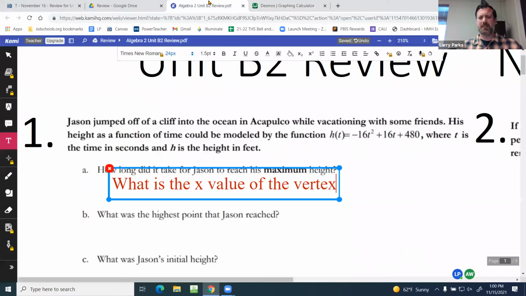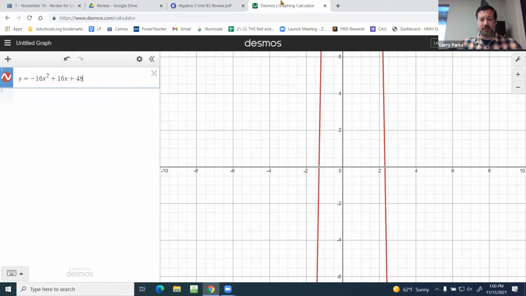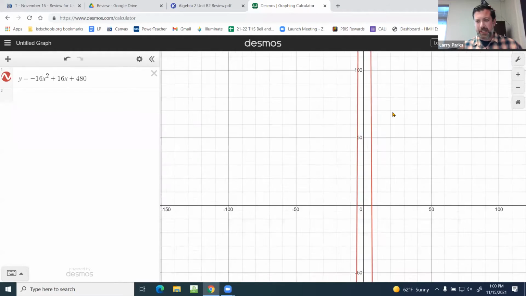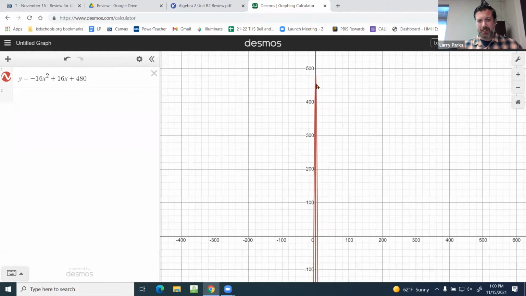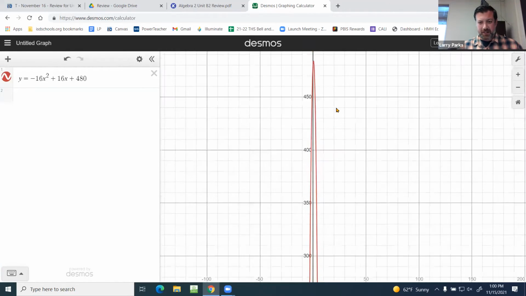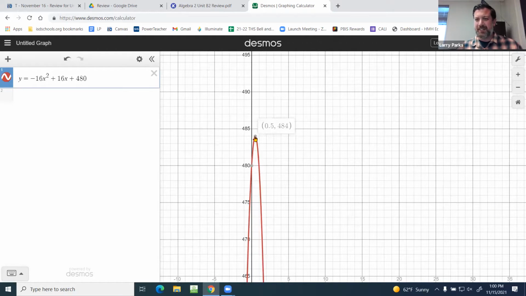I don't think Desmos handles t's very well, so I would use x. So negative 16x squared plus 16x plus 480. All right, so it's way up there because, you know, you're jumping off a cliff. It's asking about the x value of the vertex, so 0.5. So that would be seconds. So remember, the x value is seconds, the y value is height.